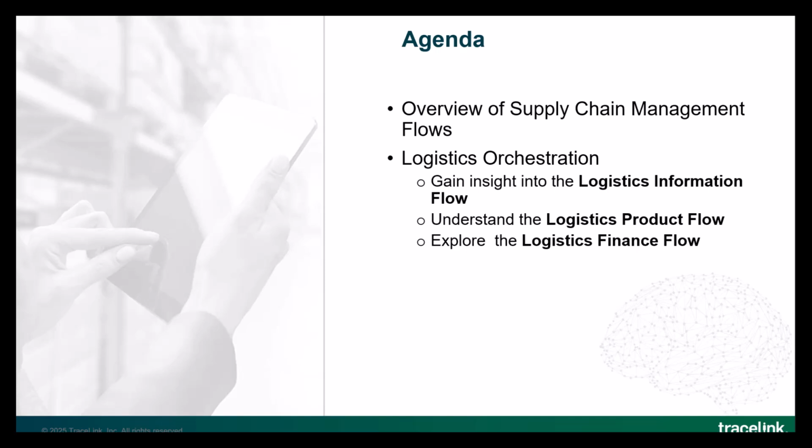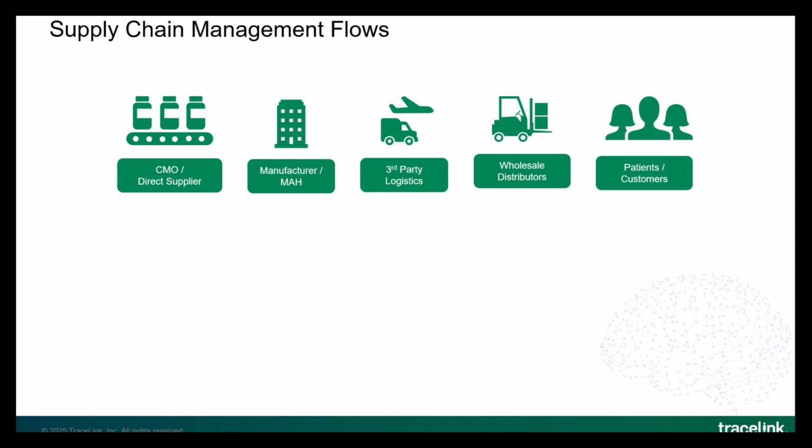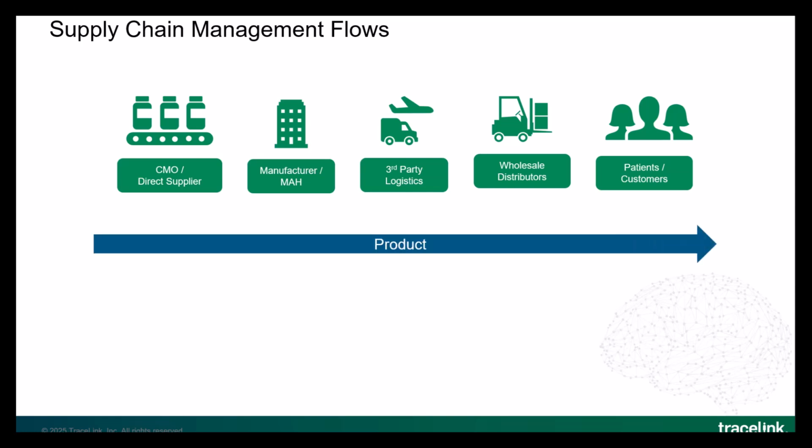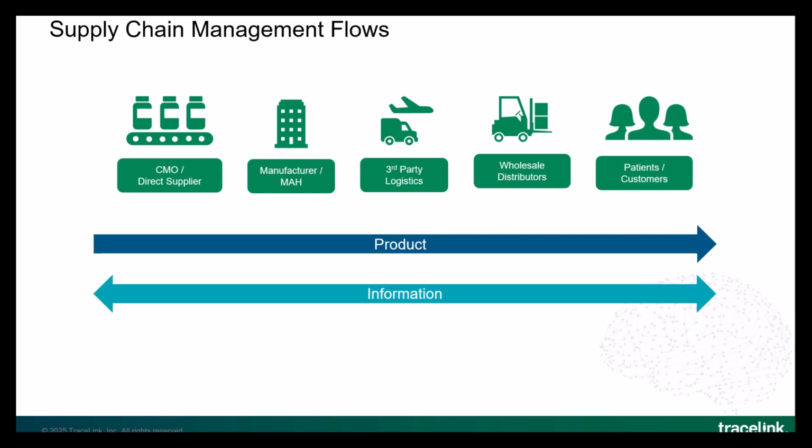First, we're going to take a look at an overview of supply chain management flows, then logistics orchestration, gaining insight into the logistics information flow, understanding the logistics product flow, and exploring the logistics finance flow. When we look at an end-to-end supply chain, there are three flows that are always present: product material service flow, the flow of information, and the flow of finance.